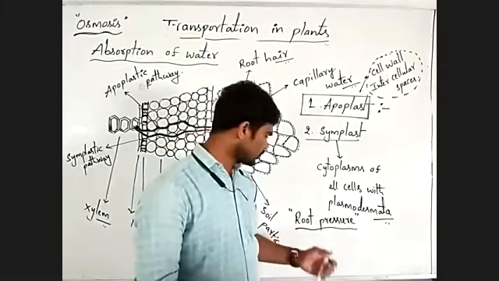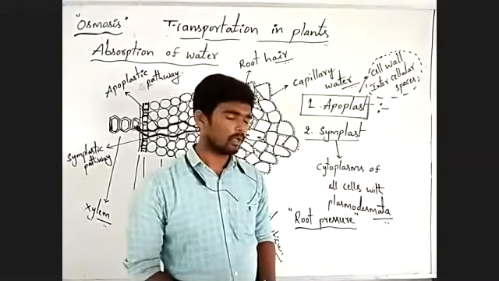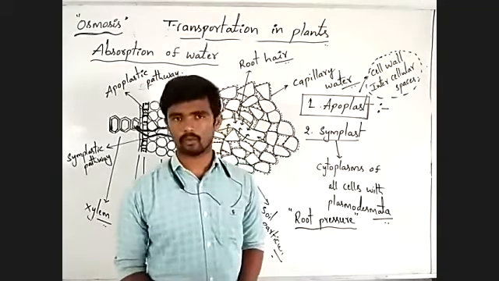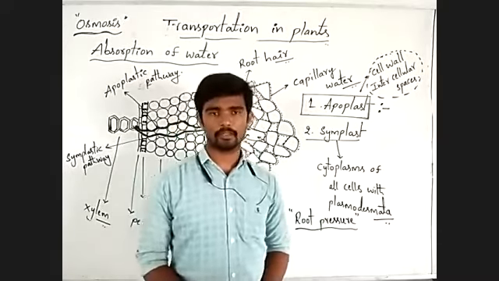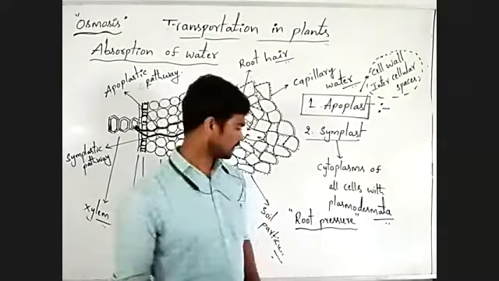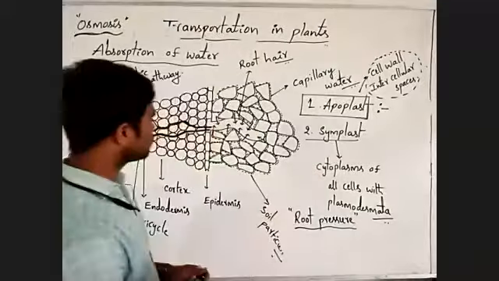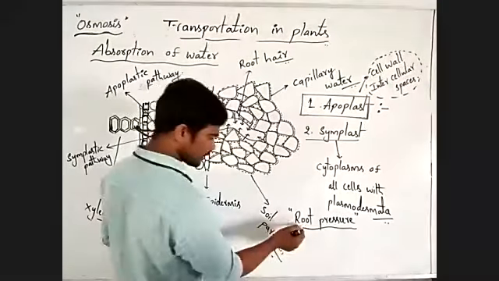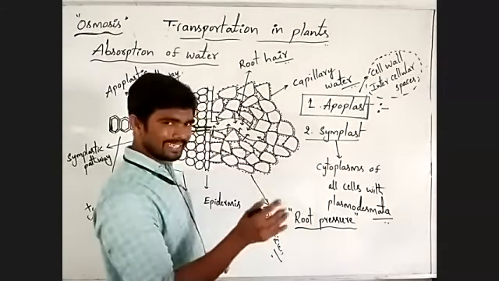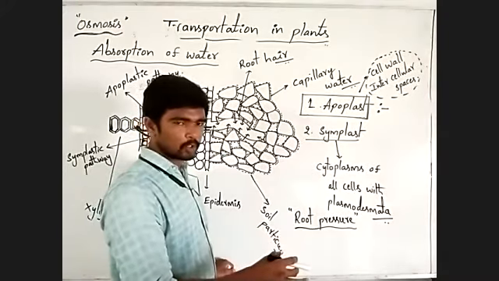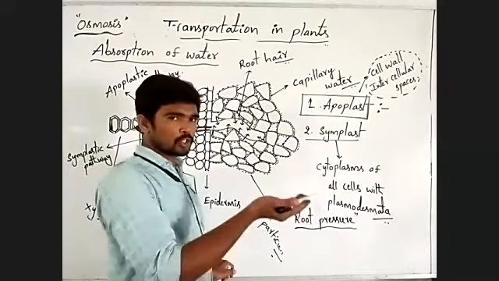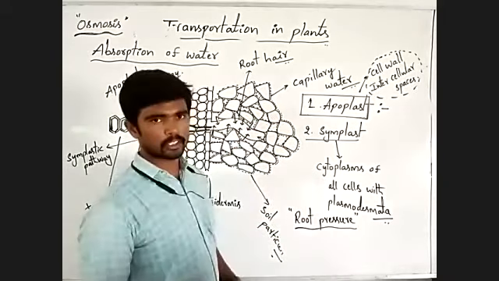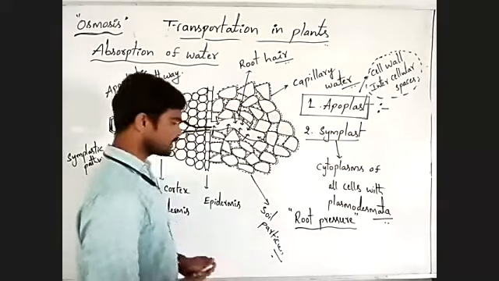Because of this root pressure, we can observe the guttation process. Guttation. Okay. Observe root pressure, very important one. Because of this root pressure, water that entered the xylem of the root is pushed in upward direction up to a few centimeters only. Are you understanding?